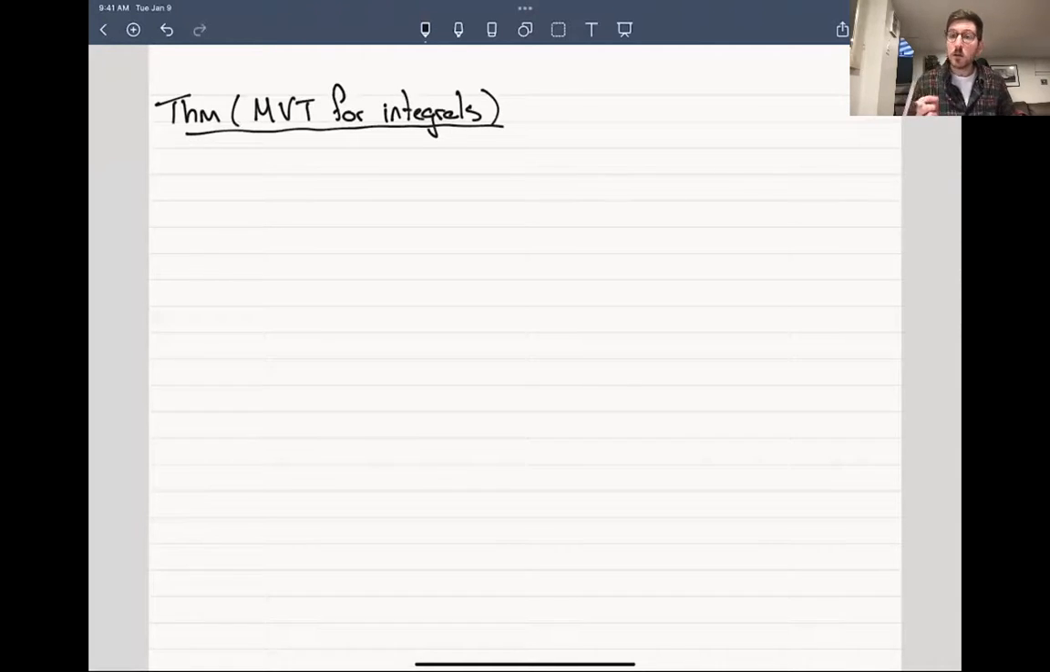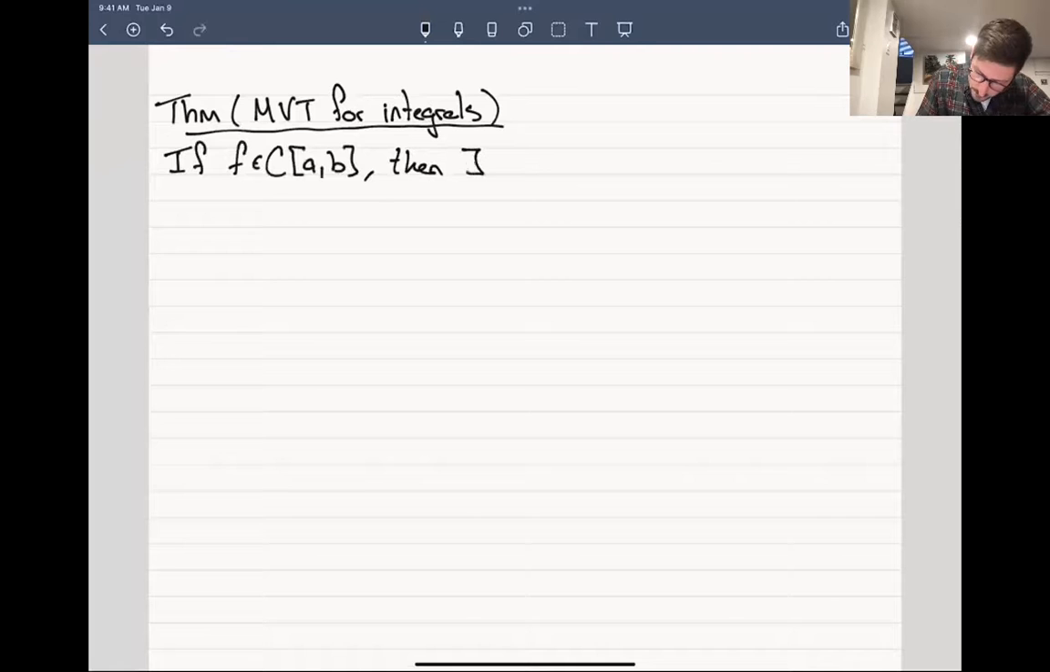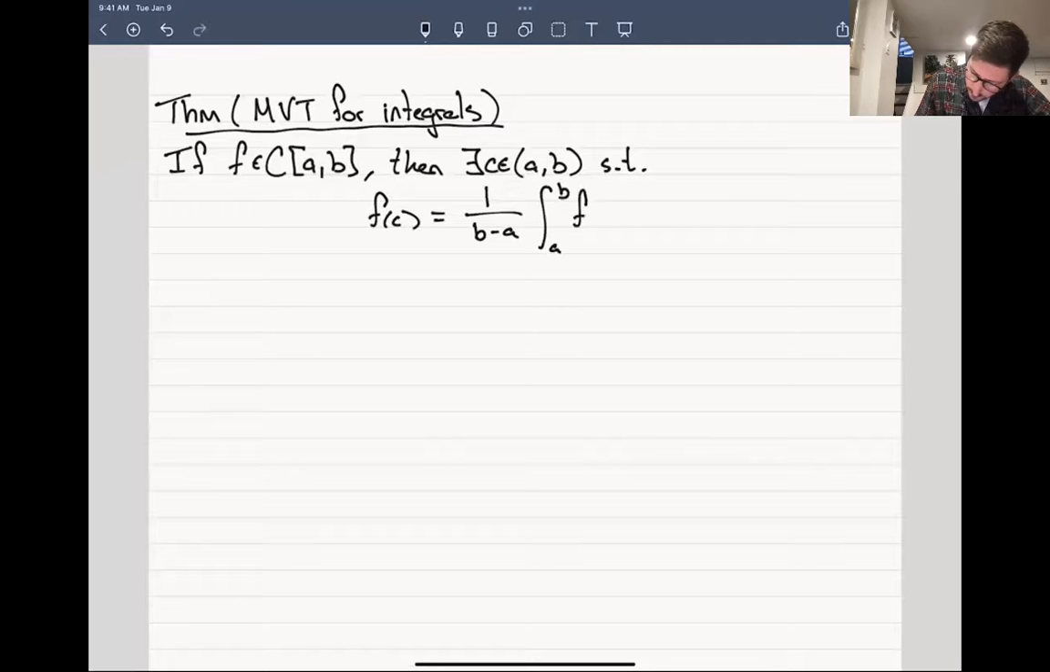I will give you a hint. You can use the intermediate value theorem to prove this, but I want you to try and interrogate it yourself. Have a little bit of fun, right? It doesn't have to be me having all the fun of it. So let's say if f is a continuous function on a closed interval [a, b], then there exists some c in [a, b] such that f of c is equal to 1 over b minus a times the integral of this function.